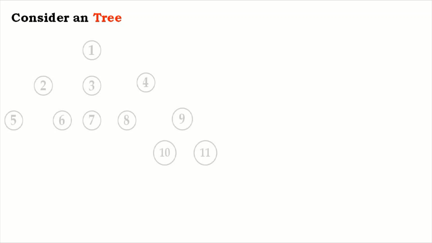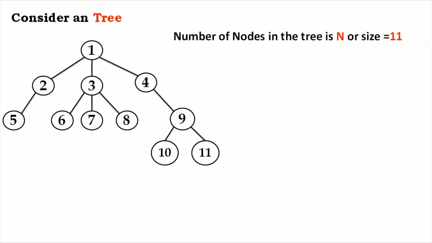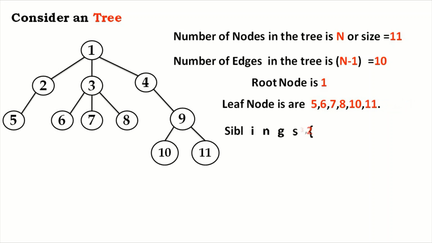By acquiring some knowledge, consider a tree. Here these are the nodes of a tree with integer data. Nodes are connected with edges. So let us identify: the number of nodes in a tree is n, or size, is 11. The number of edges in a tree is n minus 1, which is 10. The root node is 1. Leaf nodes are 5, 6, 7, 8, 10 and 11. The siblings are 2, 3, 4, 6, 7, 8, 10 and 11.